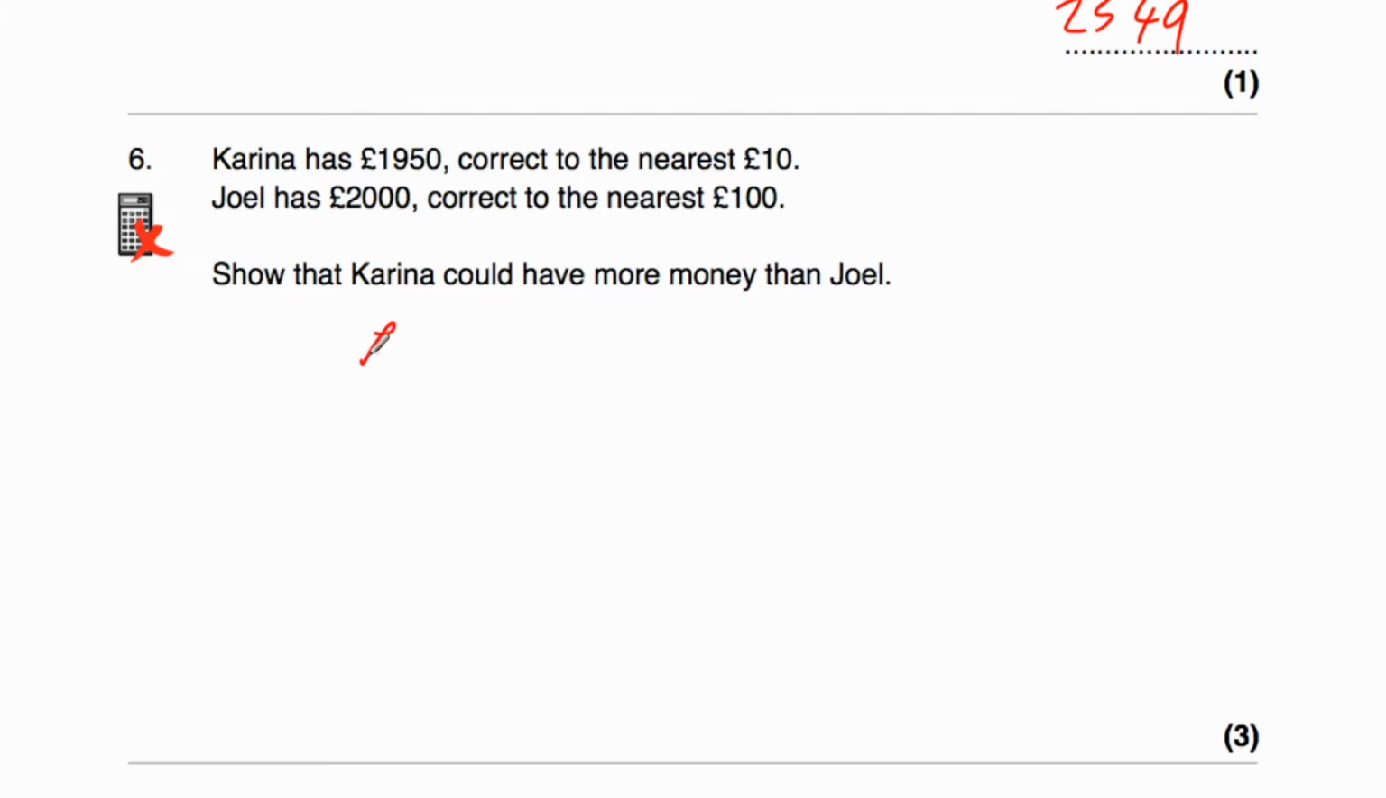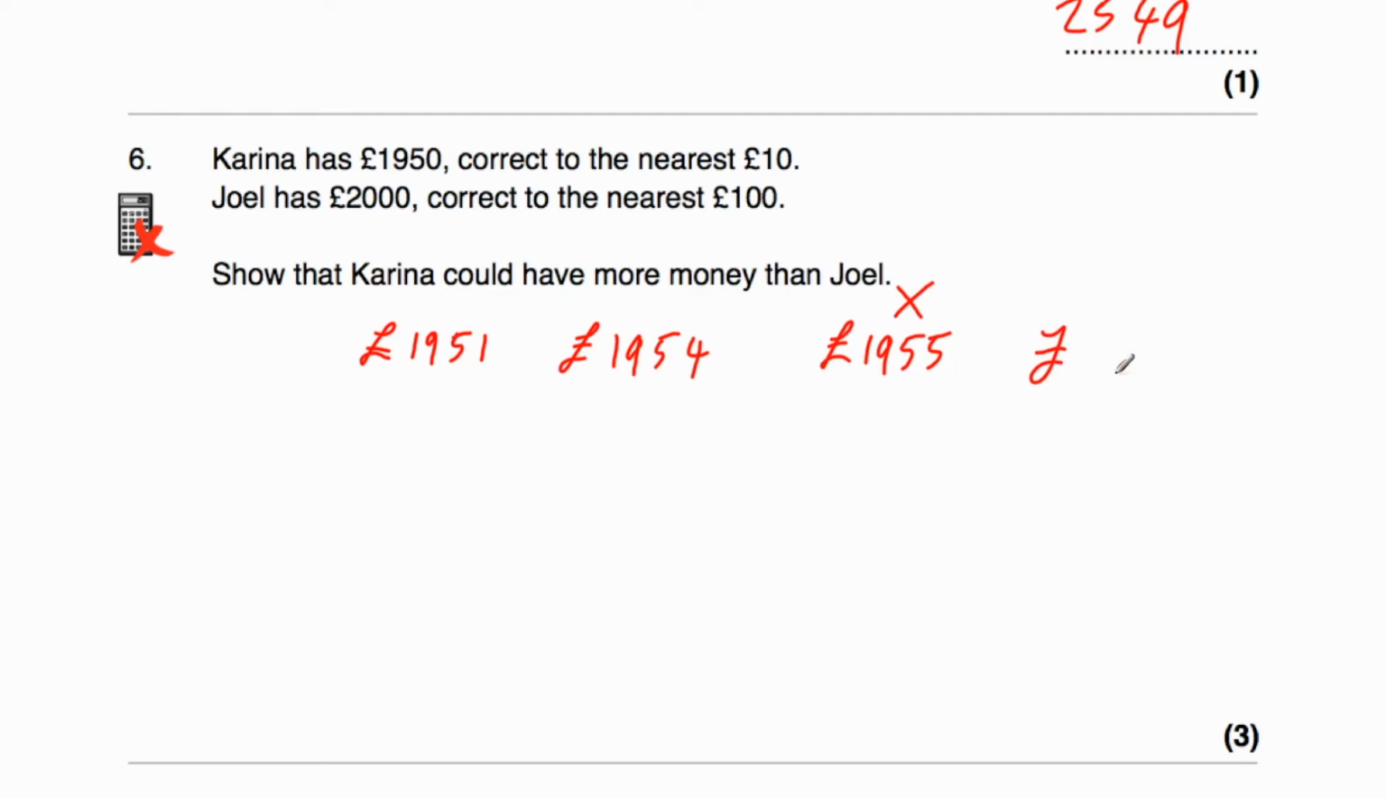So she could have £1,951, that would round down to give us 1,950 when we round it to the nearest 10. She could have £1,954, that would round down to give us £1,950 to the nearest £10. She couldn't have £1,955, because that would round up to the next 10, which would be £1,960. But remember here, she could have pence, so she could have anything just below £1,955.